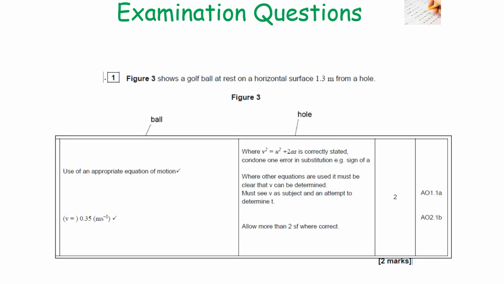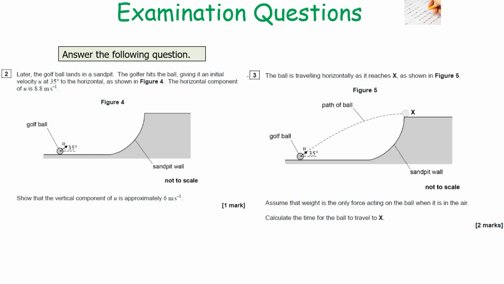So we look at our equations of motion and realise we can use v squared equals u squared plus 2as. Again, remember that a must be a minus value because it's decelerating. You pop your numbers in and you get 0.35 meters per second. Let's have a look at our next question.